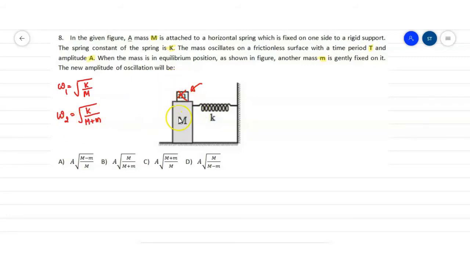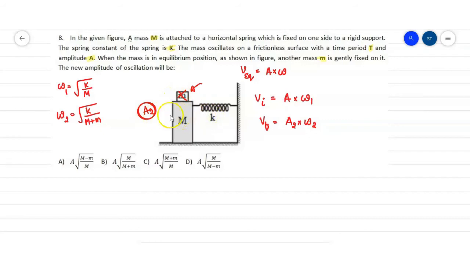When it is in equilibrium position, the velocity of the block will be a into omega, maximum velocity. So the initial velocity will be a into omega 1. Similarly, let us assume the final amplitude as a2. So the final velocity, just after keeping the block, will be a2 into omega 2.